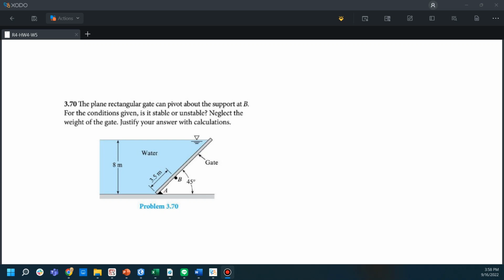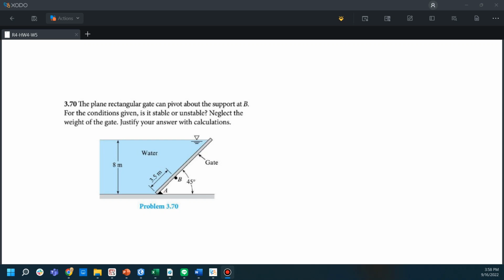The first problem, 3.70. The plane rectangle gate can pivot about the support at B for conditions given. Is it stable or unstable? Neglect weight of the gate. Justify your answer with calculations.